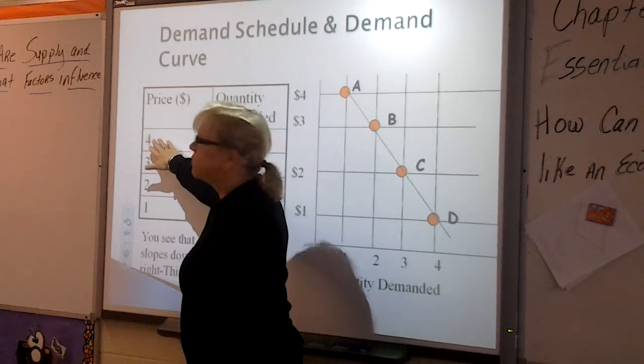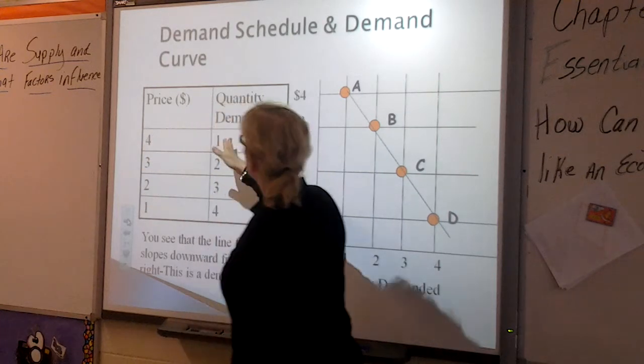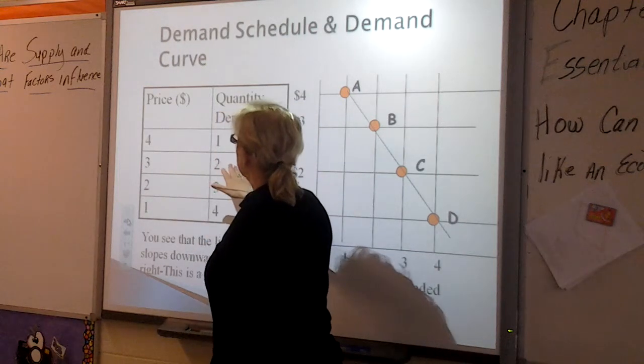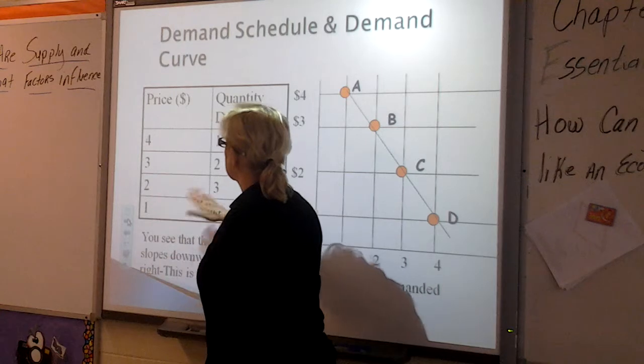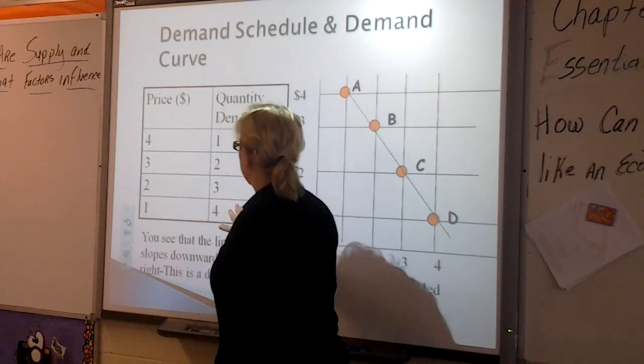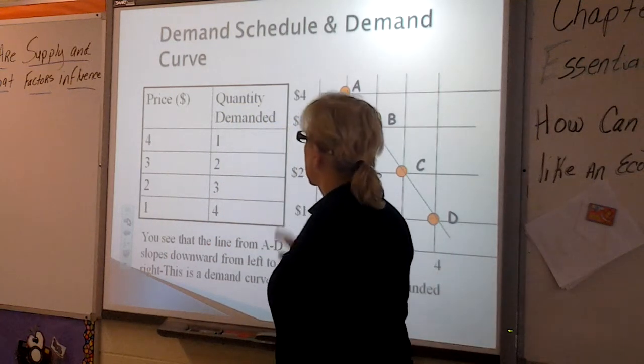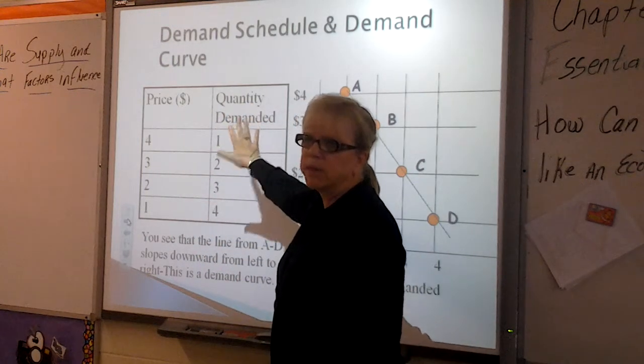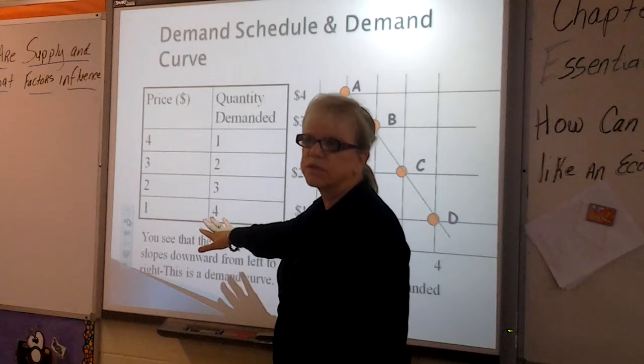At the price of $4, quantity demanded is 1. At $3, people will buy 2. At $2, they'll buy 3. And at $1, they'll buy 4. Okay, so this is your demand schedule. It shows you what people will buy at certain prices.